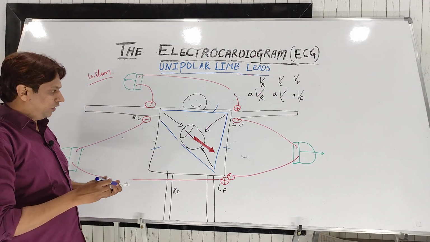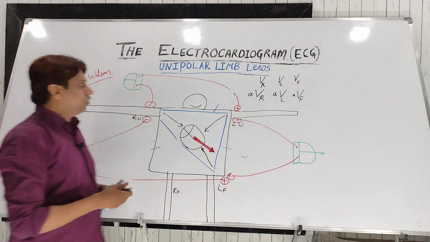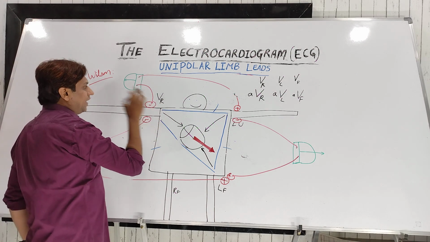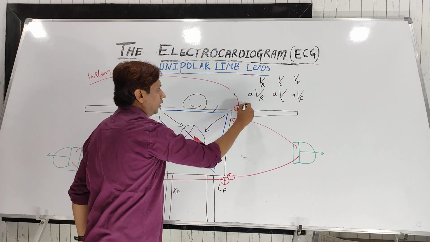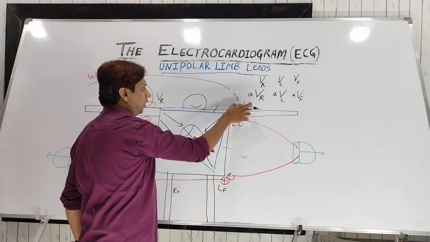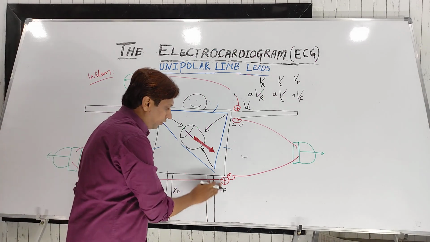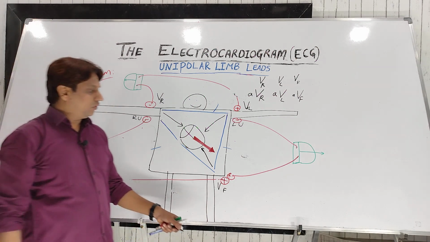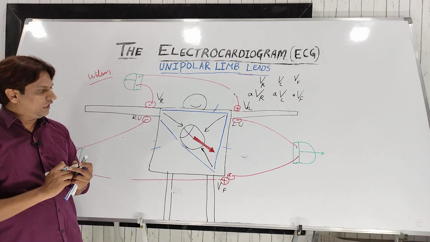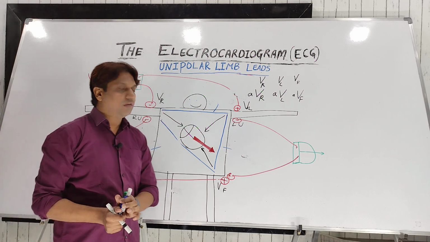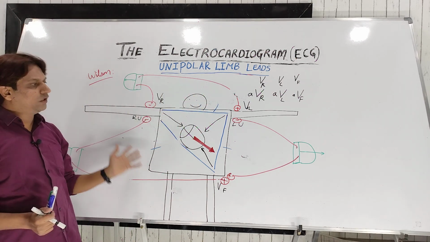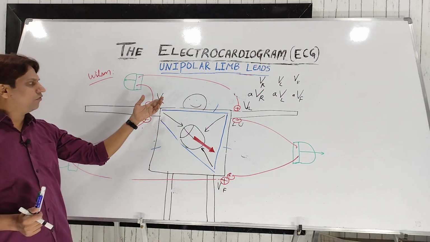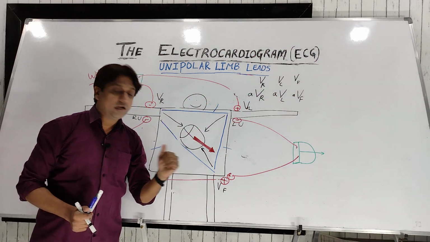First, we'll discuss the unipolar limb lead VR. What do we mean by VR? That is the voltage at the right upper limb. Then VL, the electrical voltage at the left upper limb, and VF, the electrical voltage at the left foot. Wilson used the same Einthoven's triangle with certain modifications. Instead of lead 1, lead 2 and lead 3, he proposed these three leads: VR, VL and VF, the voltage at the right upper limb, left upper limb and left foot.